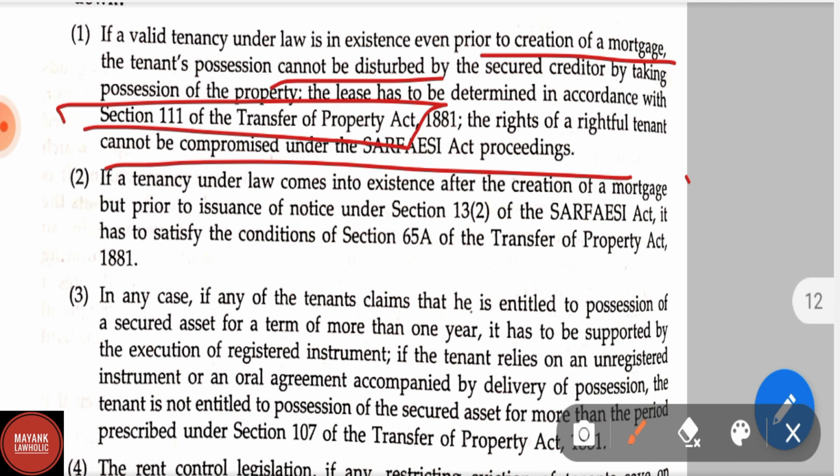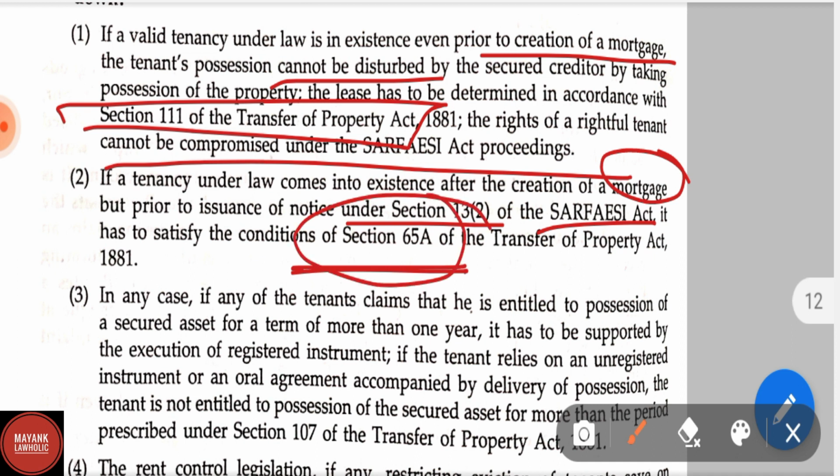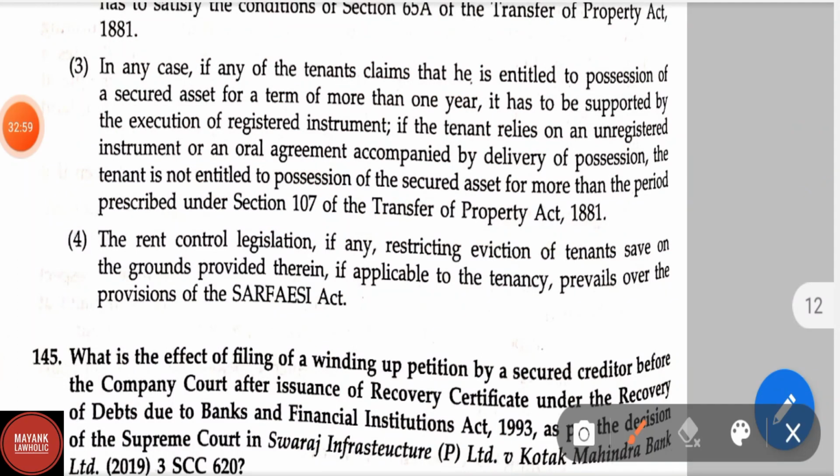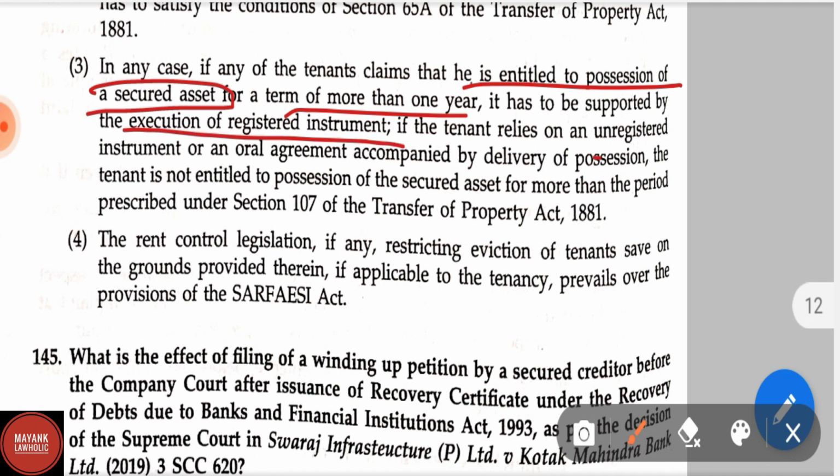Option 2: if a tenancy under the law comes into existence after the creation of a mortgage but prior to the issuance of notice under Section 13(2) of the SARFAESI Act, it has to satisfy the condition of Section 65A of the TPA. Option 3: in any case, if any of the tenants claims that he is entitled to possession of a secured asset for a term of more than 1 year, it has to be supported by the execution of a registered instrument. If the tenant relies on an unregistered instrument or an oral agreement accompanied by delivery of possession, the tenant is not entitled to possession of the secured asset for more than the period prescribed under Section 107 of the Transfer of Property Act.